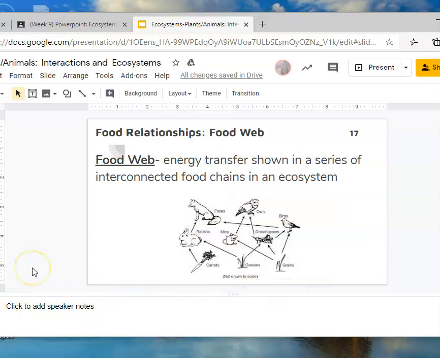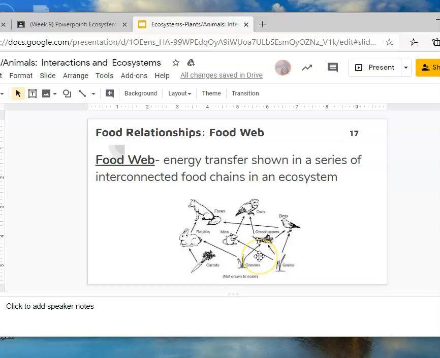And we have a food relationship, a food web. And in a food web, energy transfer is shown in a series of interconnected food chains in an ecosystem. And again, we have the carrot, which is eaten by the rabbit, and then the rabbit is eaten by the fox, and it shows a relationship between the grass and the rabbit, and the grass and the grasshopper, etc.